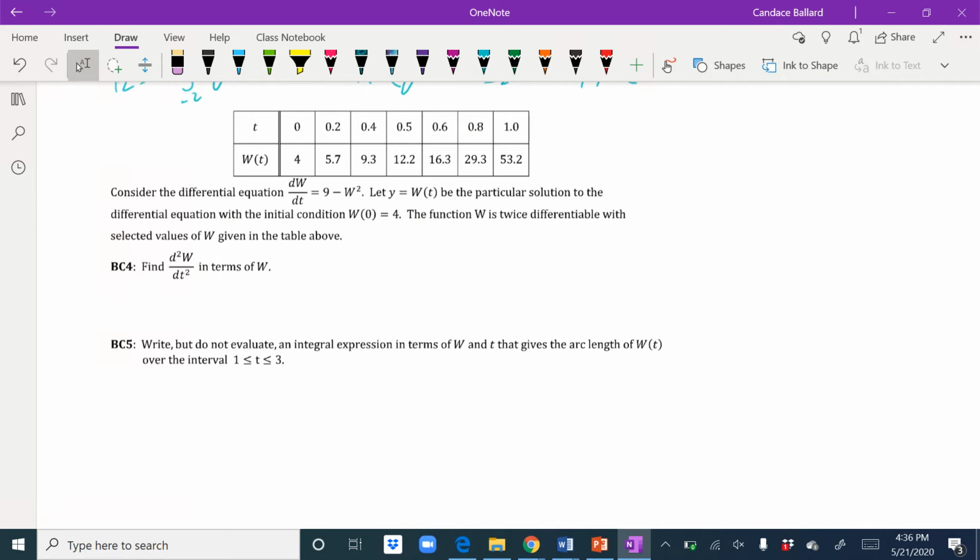All right. So we're supposed to write but not evaluate an integral expression in terms of w and t that gives the arc length of w of t. So what is the formula for arc length? Square root of 1 plus the derivative squared. Equals square root of 1 plus the derivative squared.